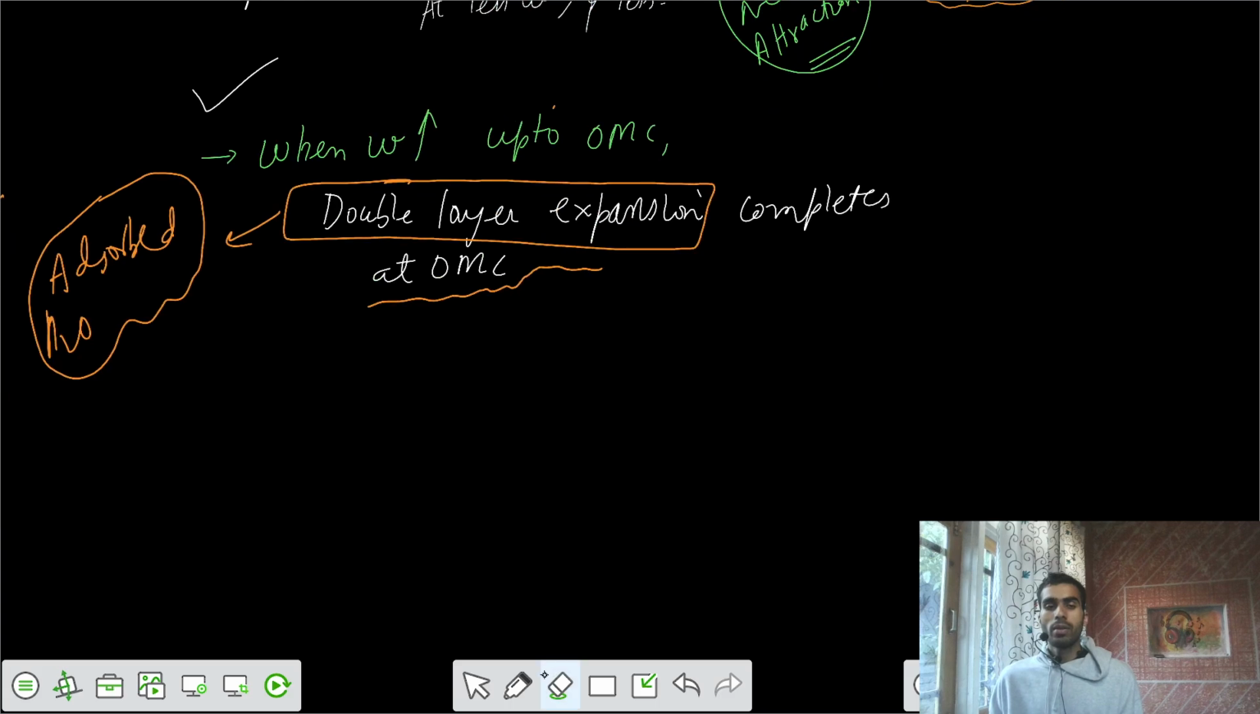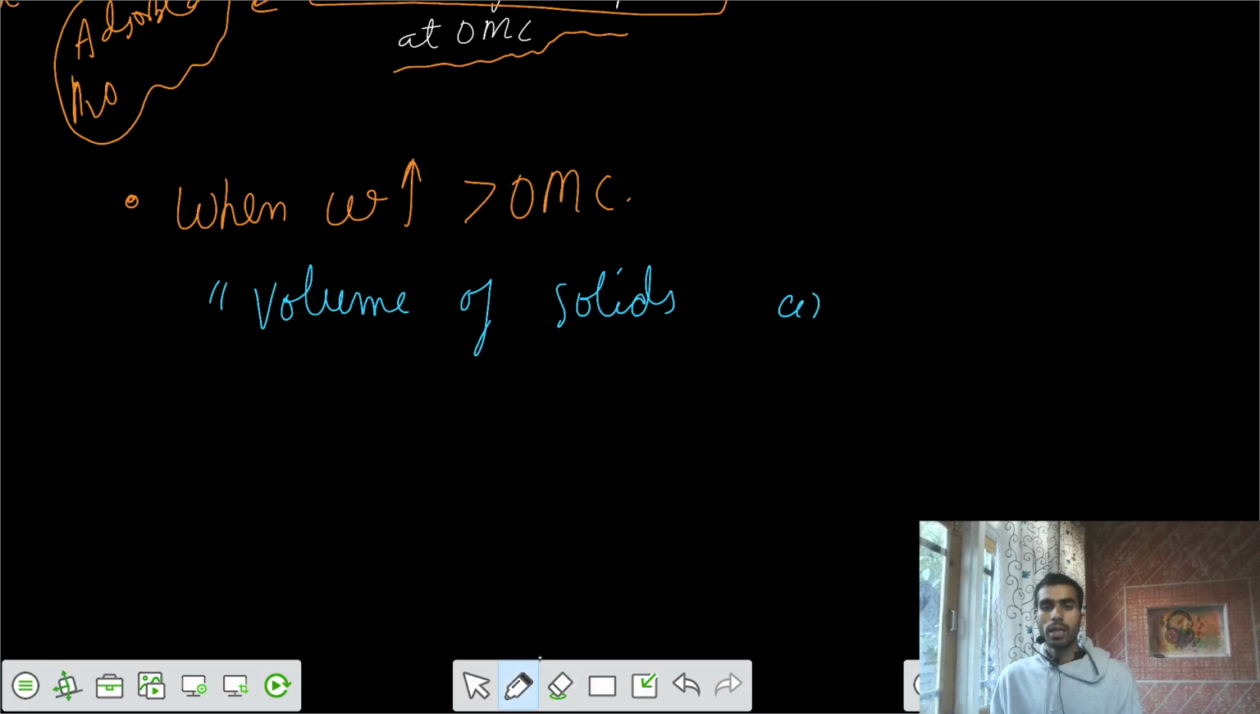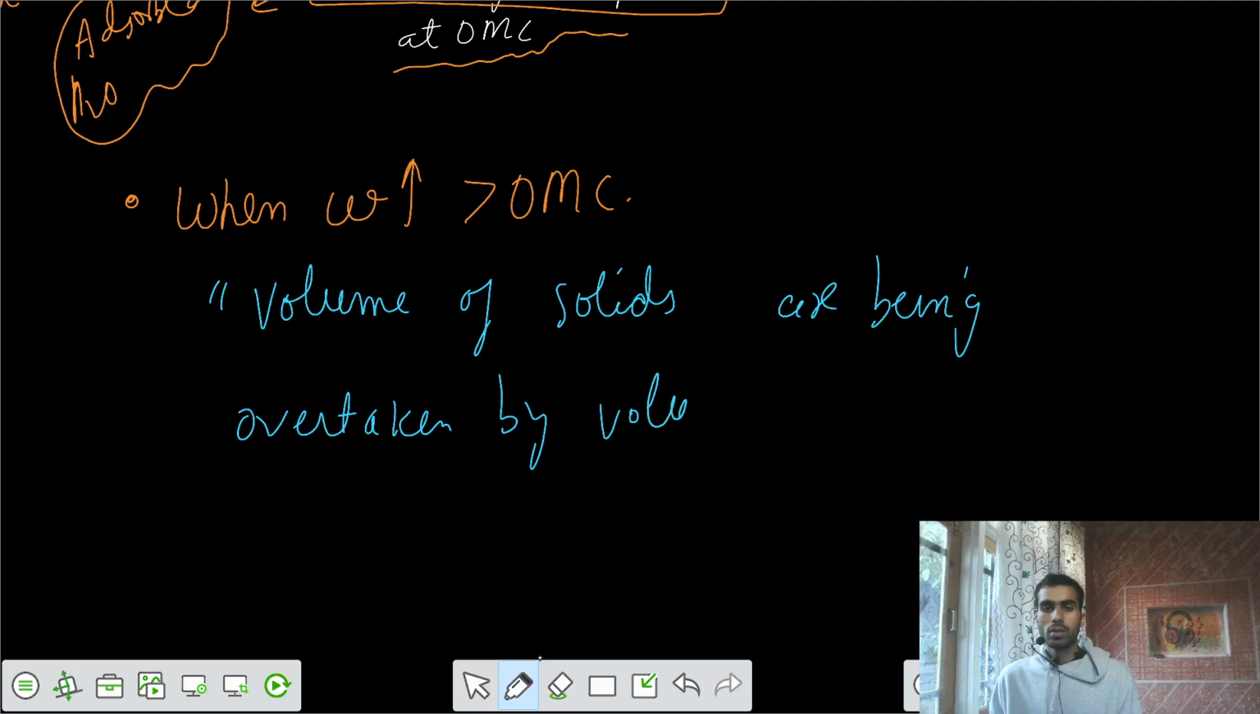Now if I increase the water content greater than the optimum moisture content, there is again the volume of solids being overtaken by the volume of extra water. So that's why gamma again decreases.